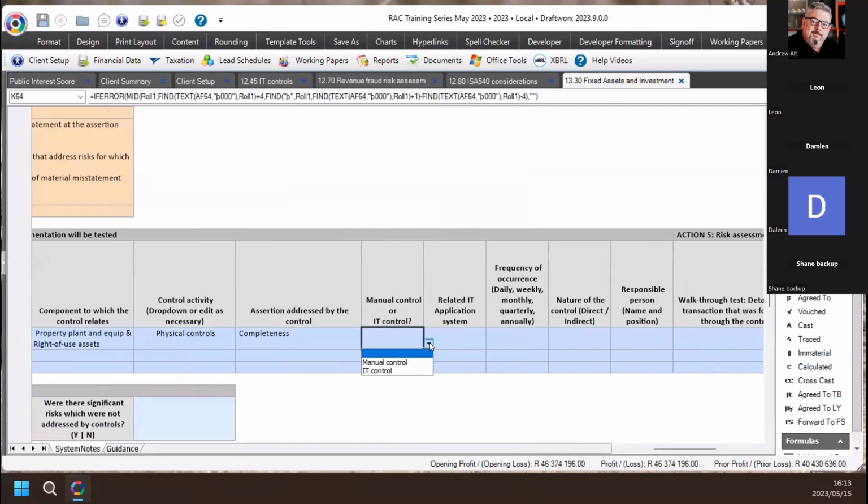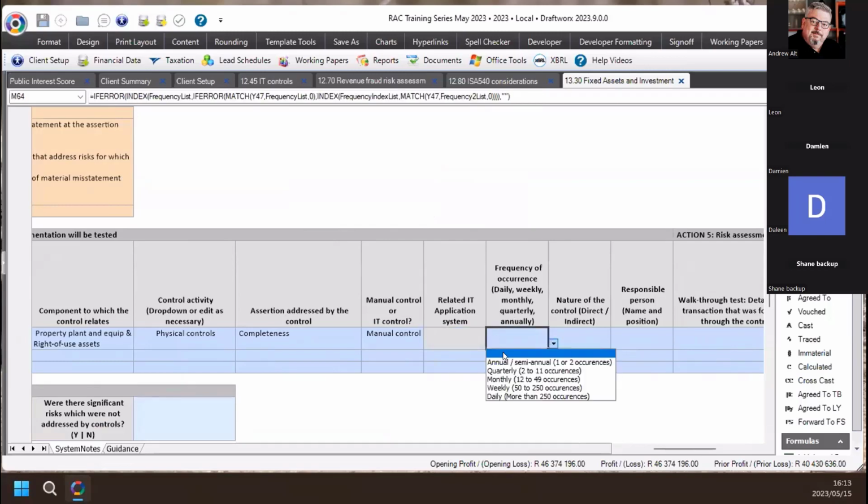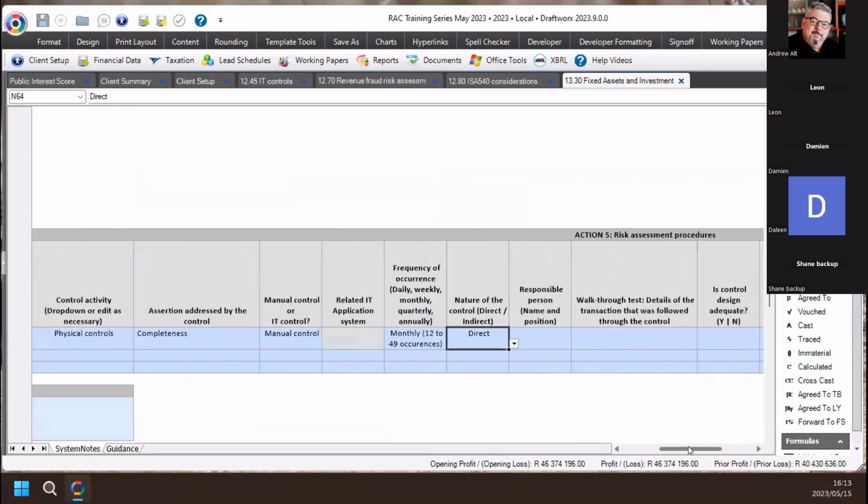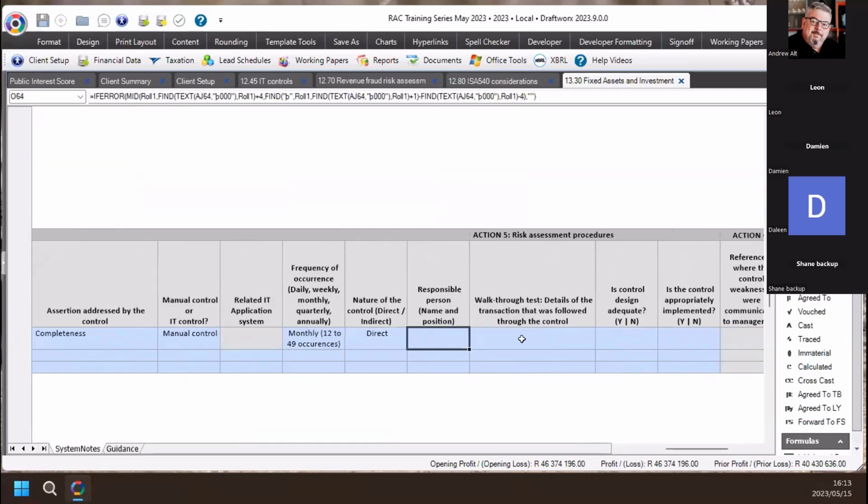Is it a manual or an IT control? Now, if it's IT, which IT system does it relate to? If it's a manual control, then obviously we don't need to document the IT system. How frequently is this control exercised? Maybe it's monthly. Is it a direct or an indirect control? Who's the person responsible?